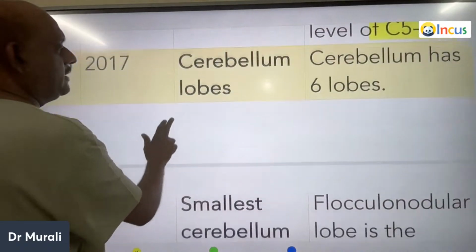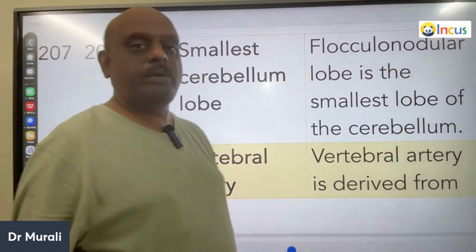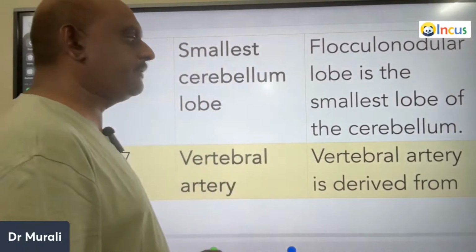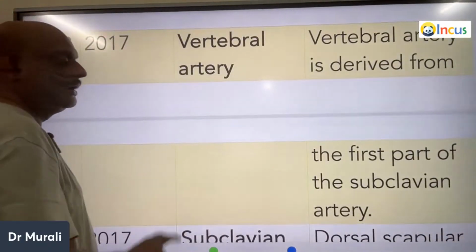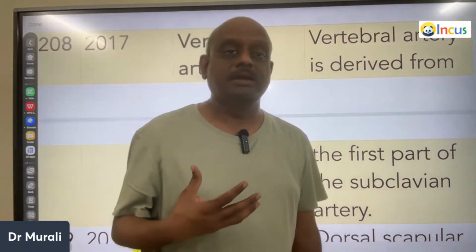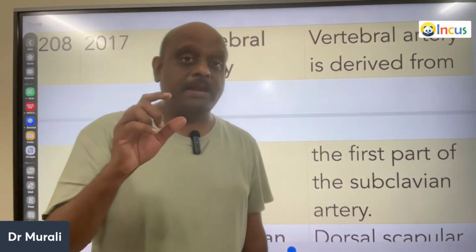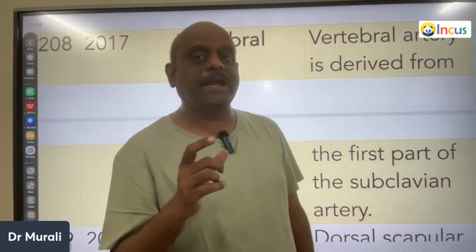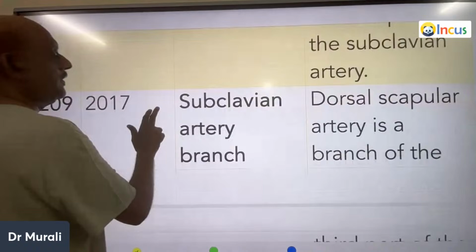How many lobes are there in the cerebellum, doctor? It has 6 lobes. Of all, what is the smallest lobe of the cerebellum? It is the flocculonodular lobe, which is the smallest. Now, the subclavian artery has Part 1, Part 2, Part 3. The vertebral artery typically is derived from the first part of the subclavian artery. That's what you need to remember.